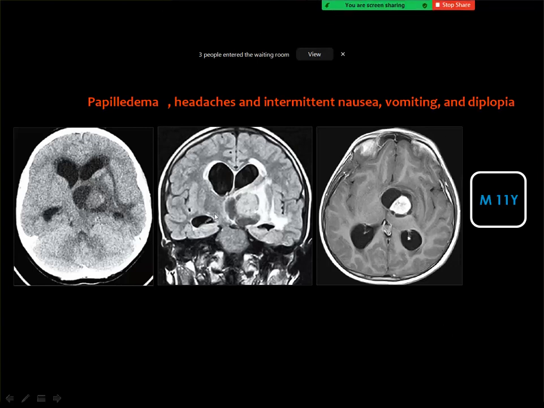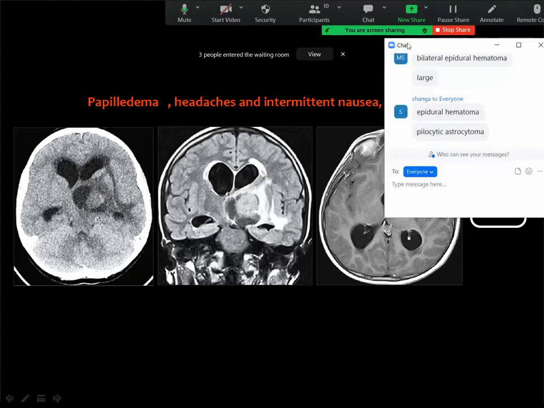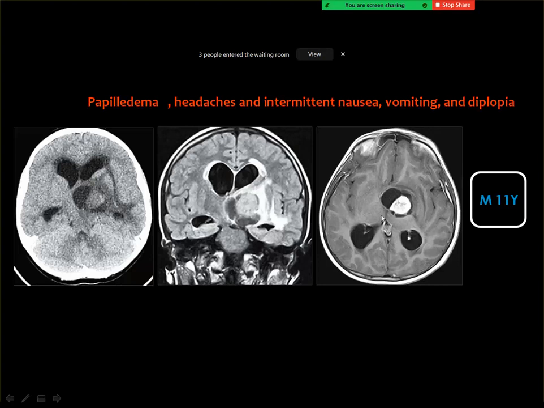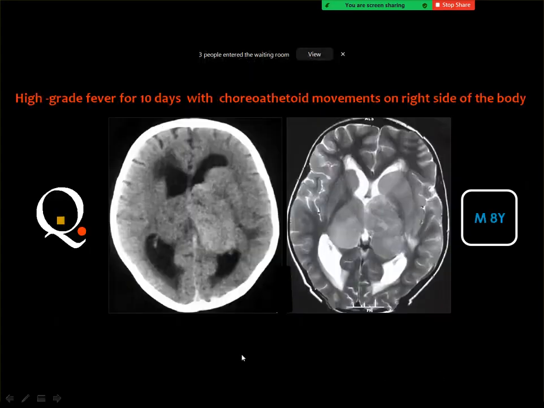Okay, and this is a cystic lesion present in the thalamus, and this lesion showed an enhancing mural nodule, classic of a pilocytic astrocytoma. But you know that the commonest site for pilocytic astrocytoma is infratentorial, but it can of course occur in the supratentorial area.